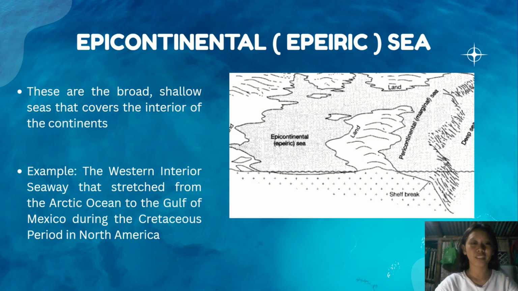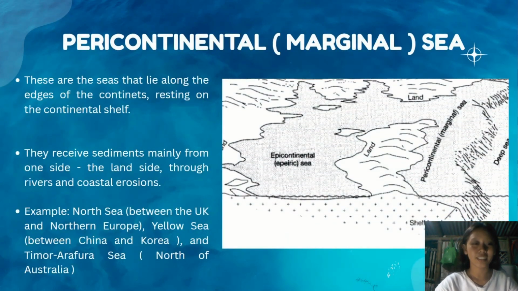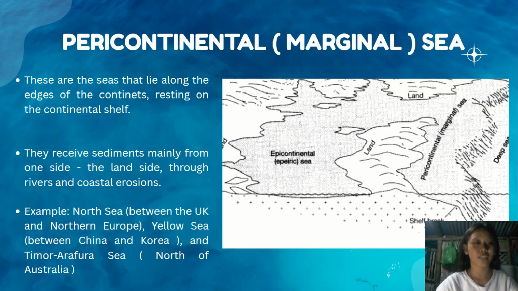Next is pericontinental or marginal sea. These are the seas that lie along the edges of the continents resting on the continental shelf. As you can see in the figure, they are connected directly to the deep sea, and the water exchange with the ocean is much easier compared to epicontinental sea. So, they receive sediments mainly from one side, the land side, through rivers and coastal erosions. Examples are the North Sea between the UK and Northern Europe, Yellow Sea between China and Korea, and Timor-Arafura Sea north of Australia.